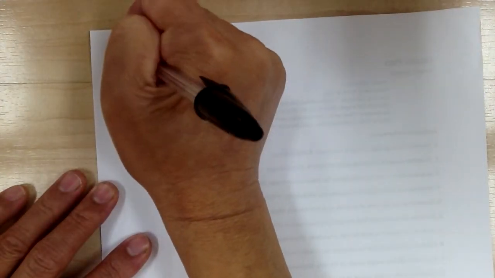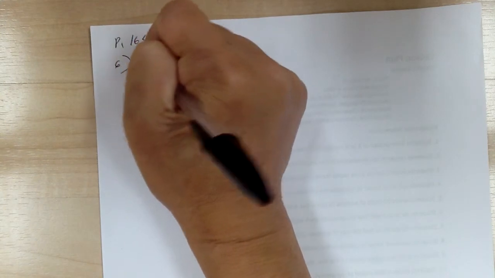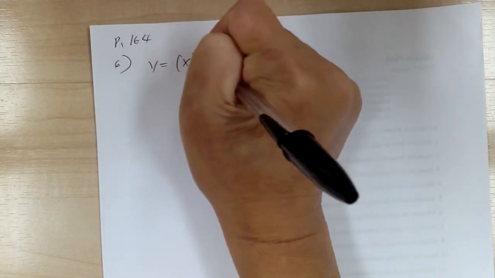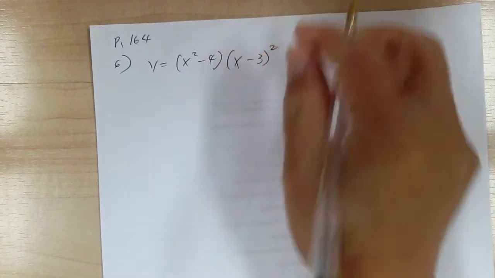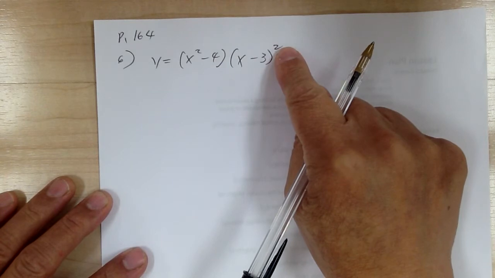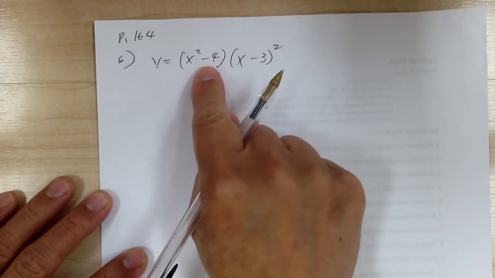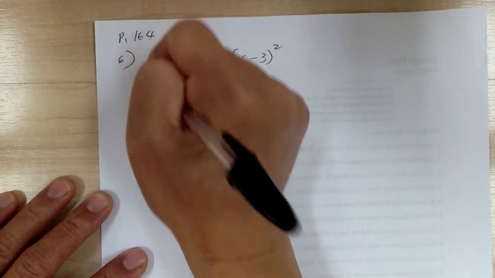Let's go to number 6. You have y equals (x² − 4)(x − 3)². Now make sure you know the difference between the two. This one is already factored and this is the double. This one has a square inside, so you have to factor it. Make sure you know the difference between the two kinds.